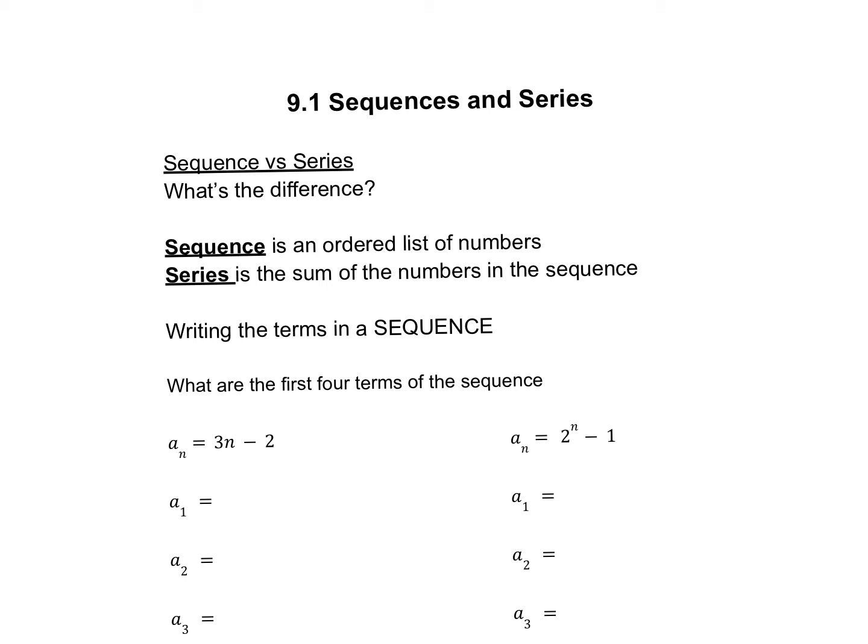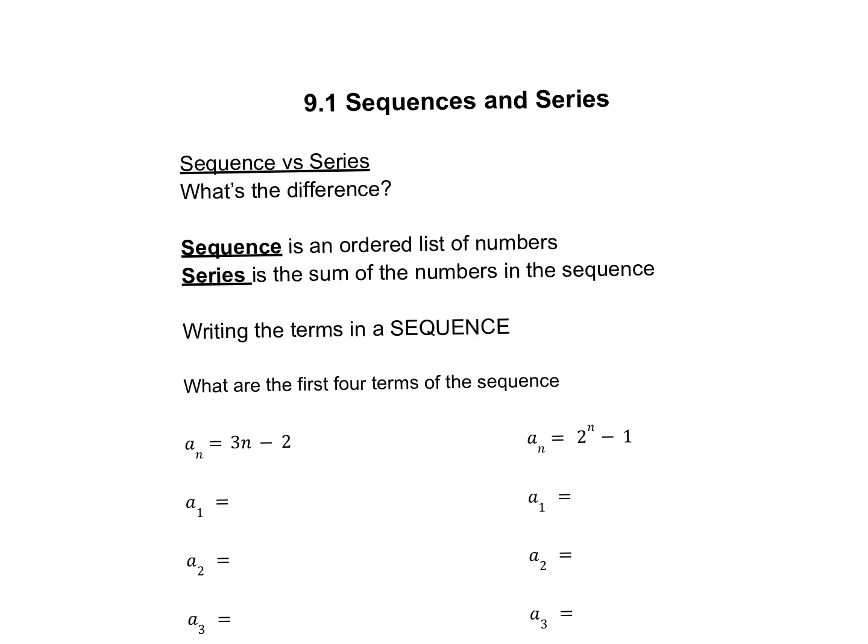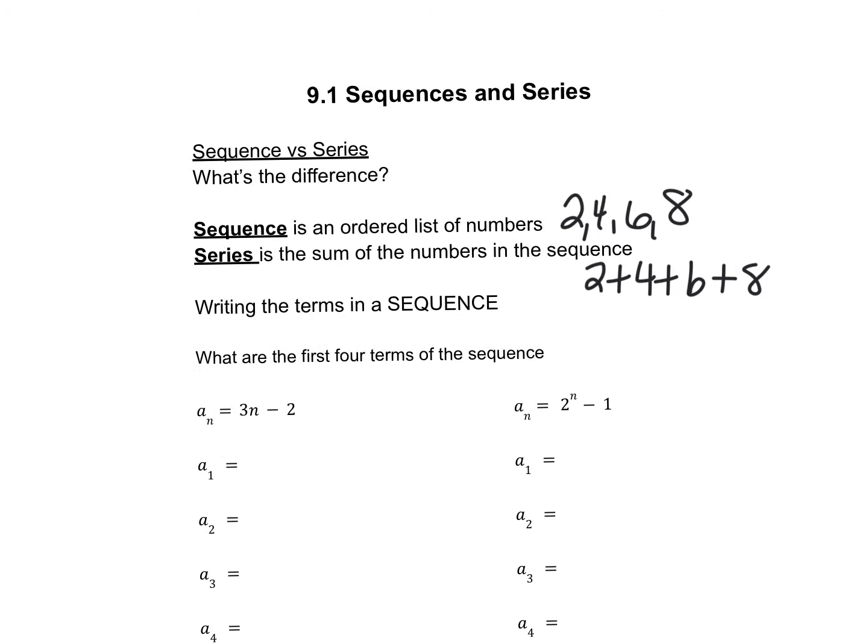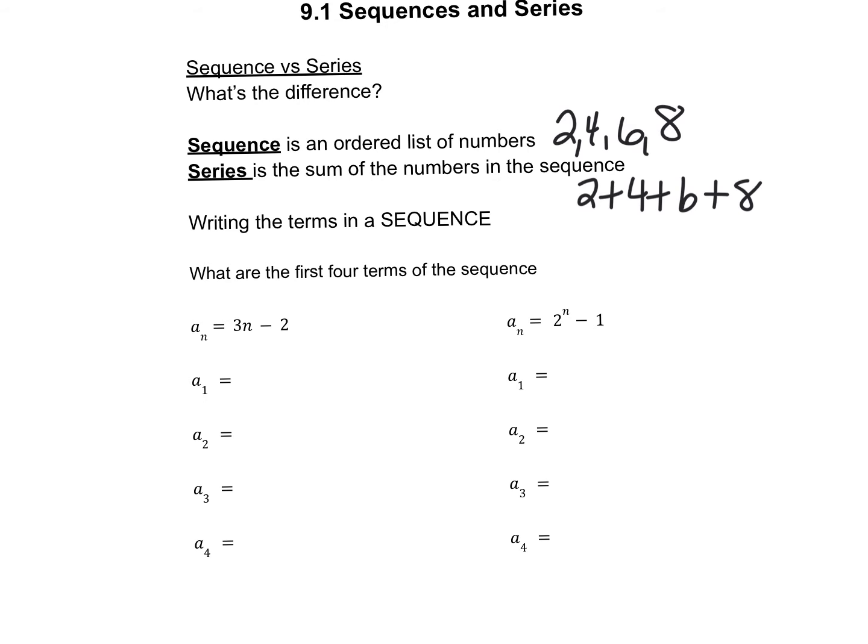A sequence is just an ordered list of numbers. So like 2, 4, 6, 8, 10, 12, 14, 16, and so on. A series is when you add those together. So a series would be like 2 plus 4 plus 6 plus 8, and so on. So for right now, we're going to start by talking about sequences.